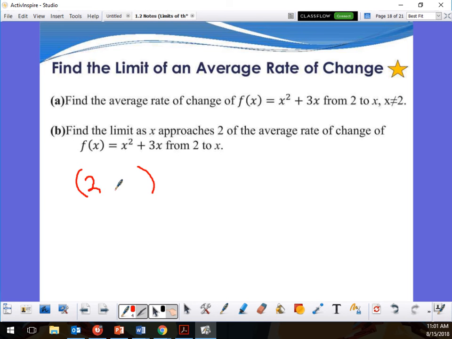2, comma 10. Where do we get 10? Just put 2 in. We plug in 2 because this is f of x, right? So we plug in 2 into here, and we get 2 and 10, right? Okay, so there's my first point.